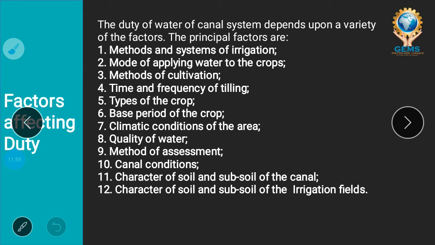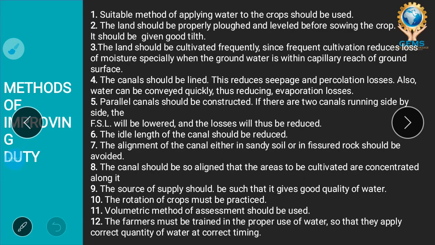As we all know, for example, cotton is grown only in black cotton soil, and the bearing capacity of black soil is less as compared to this soil. So there are different characteristics of different soils. Okay, so these are the factors affecting duty. Next is method of improving duty.